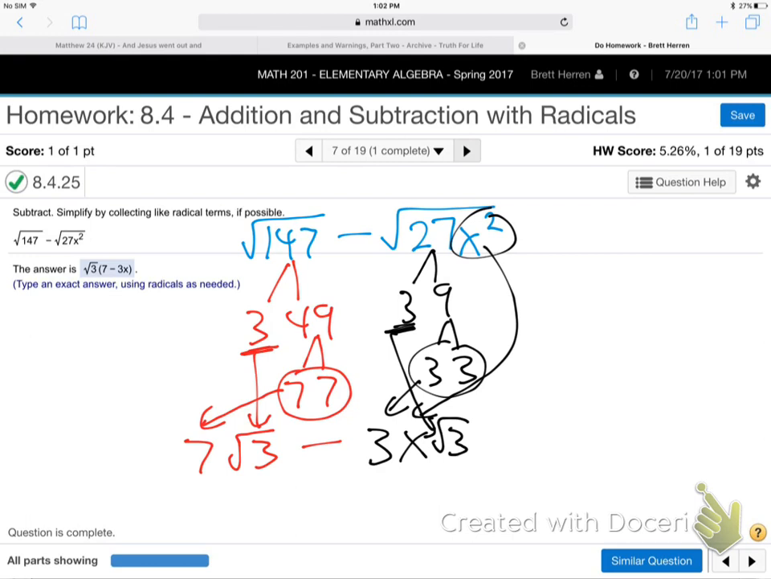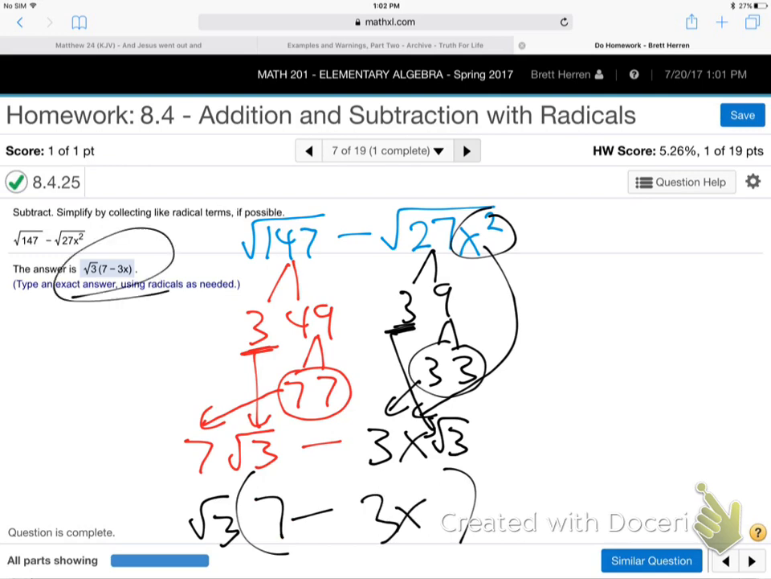So what does that mean? Well, it means we can't subtract them. We can't go 7 minus 3 is 4. We can't do that. But they both have the same root 3, so we can factor it out. We can say, look, they both have the same root 3. Factor it out. What does that leave? 7 minus 3x. That's the answer.